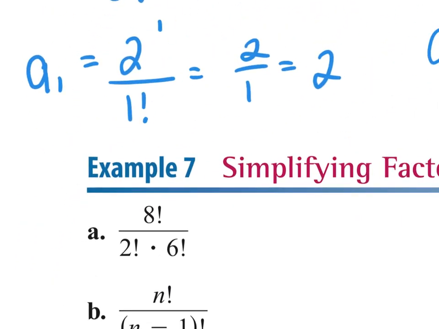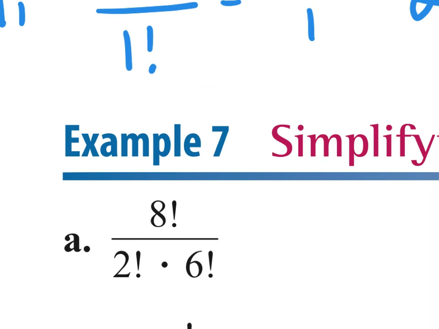Look at this next one. Look at 8. Okay, common mistake. You guys would multiply 2 times 6 and tell me that's 12 factorial. It's not. That's okay. It's the same thing. I just want to make sure I get through everything.